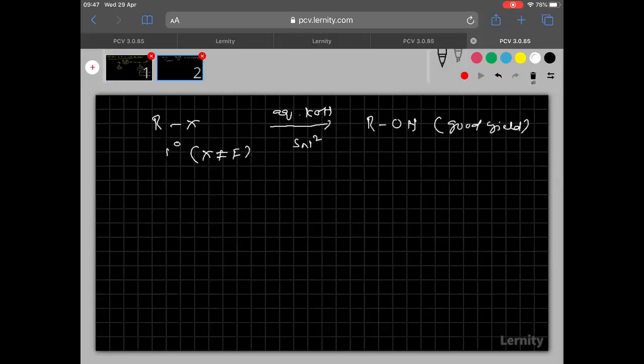Why very good yield? Because in the SN2 mechanism, primary is more reactive. Therefore, the alcohol which we got here is in good amounts. That means good yield. Clear everyone?